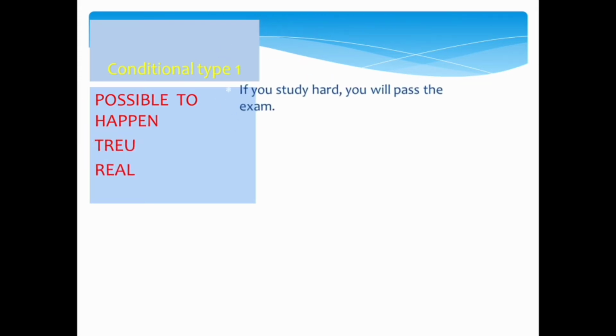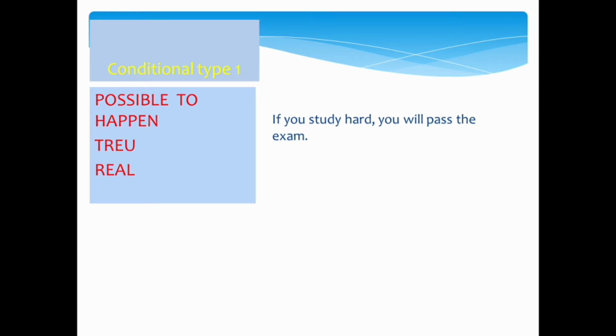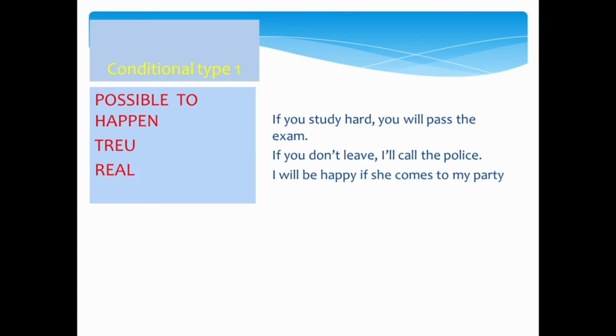Let's go to the next condition, which is conditional type 1. Possible to happen. True. Real. Let's see the examples. If you study hard, you will pass the exam. If you don't leave, I'll call the police. I will be happy if she comes to my party.